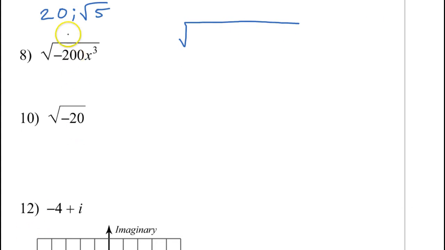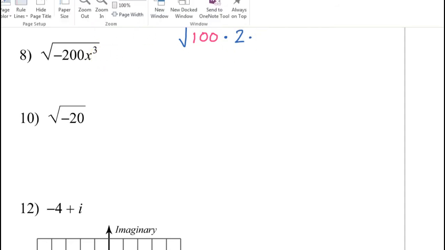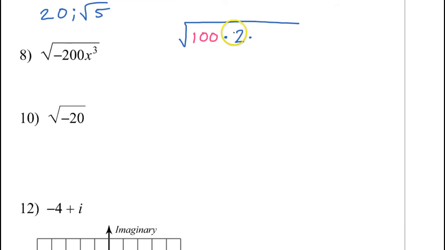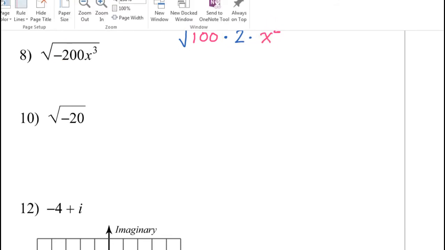Similarly, looking at number 8, I see the 200. 200 is 100 times 2. 100 being a perfect square, so I'm going to write that in red, and then times 2, which I will write in blue. Now x to the 3rd power, I'm going to split that apart as x squared times the extra x.